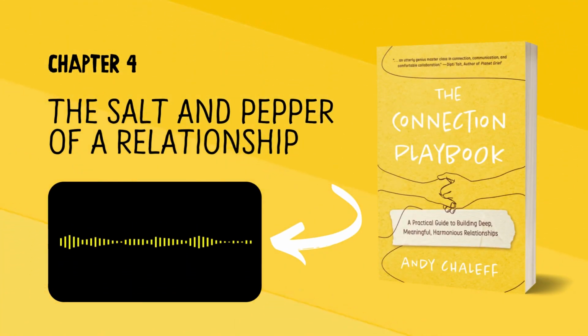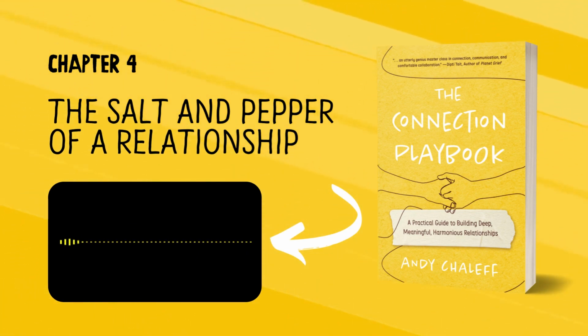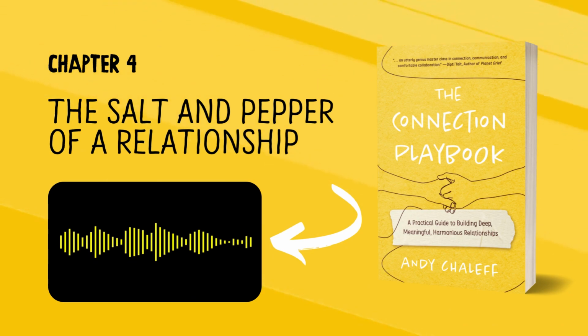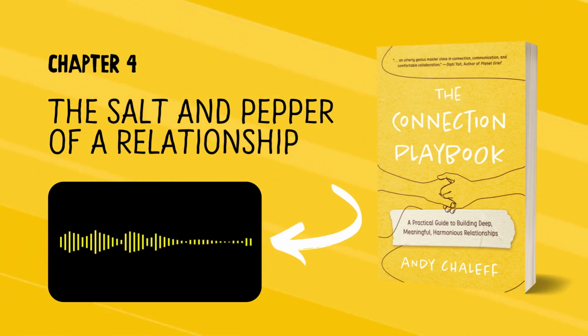Chapter 4. Trust and Respect Together. The Salt and Pepper of a Relationship. After looking at trust and respect independently of one another, now let's combine them.